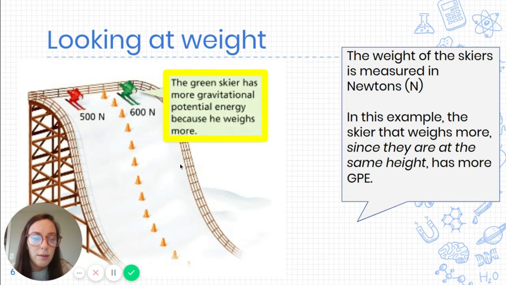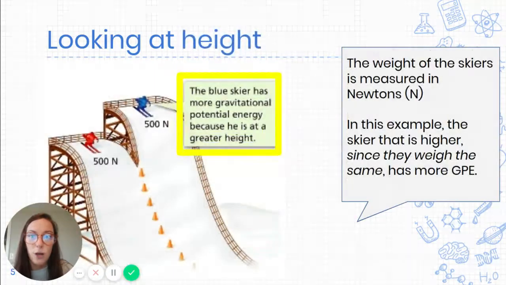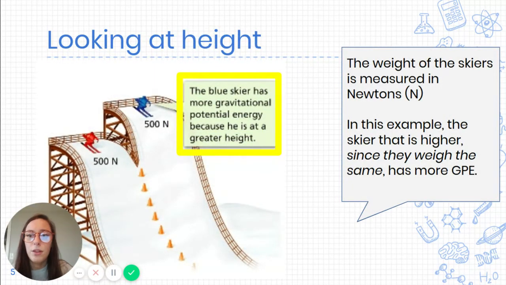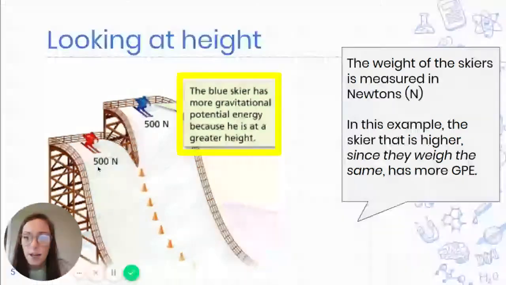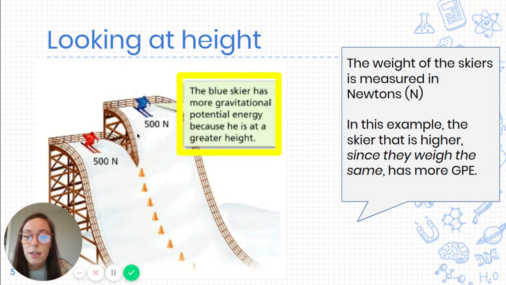Okay, so in the example, the skier that weighs more, since they are both at the same height, has more GPE, okay, or more gravitational potential energy. So the green skier would have more gravitational potential energy because he weighs more and they're at the exact same height. So again, if we go back to this slide, the two skiers are at different heights, but they weigh the same. So that would mean that the blue skier has a greater potential energy or greater gravitational potential energy.